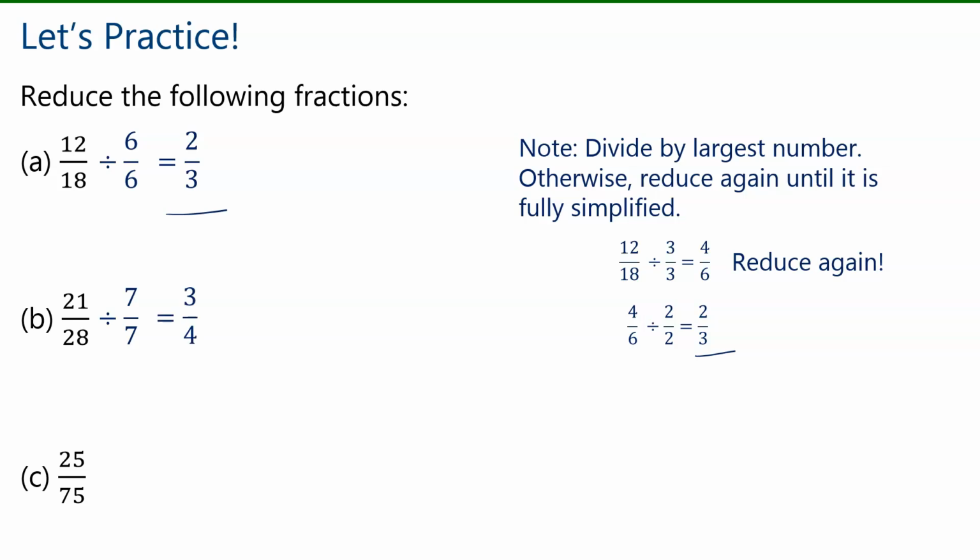Now for C, we have 25 over 75. At first you might want to divide by 5, seeing as both numbers end in 5, but we can actually divide by something bigger, 25. 25 divided by 25 is 1, and 75 divided by 25 is 3.